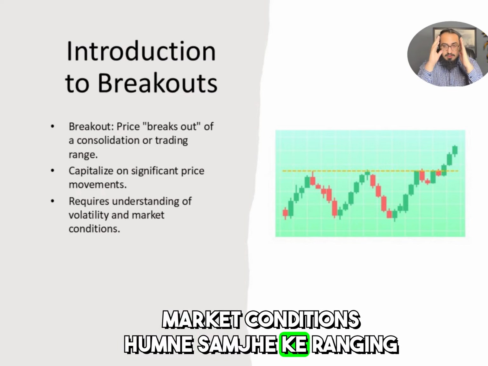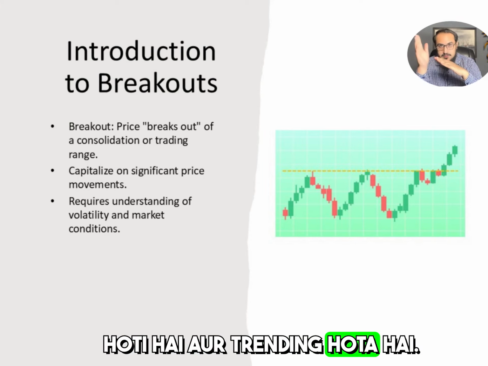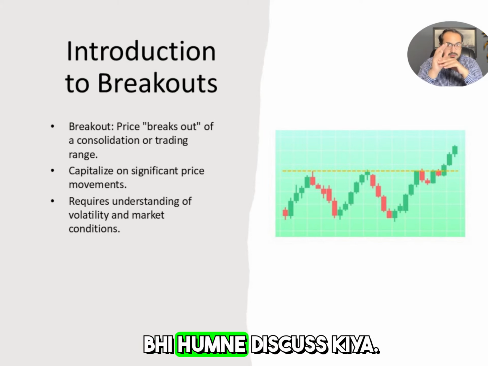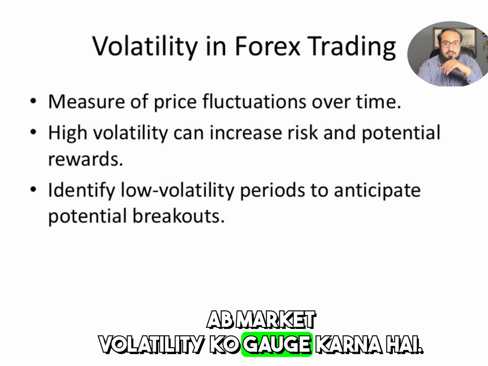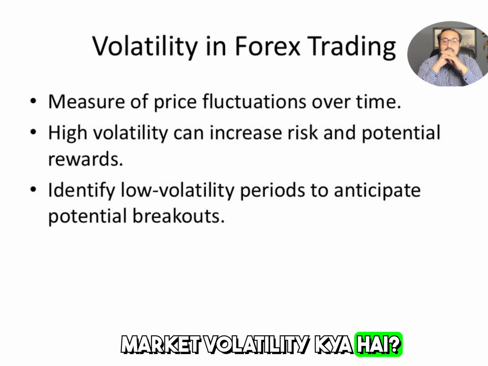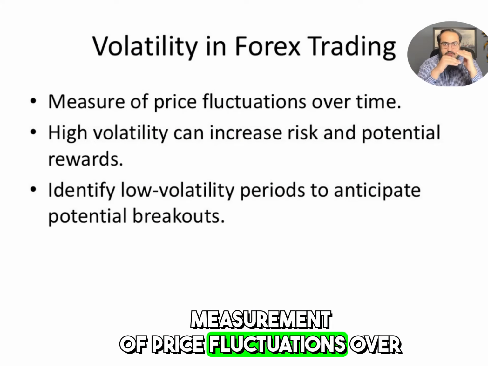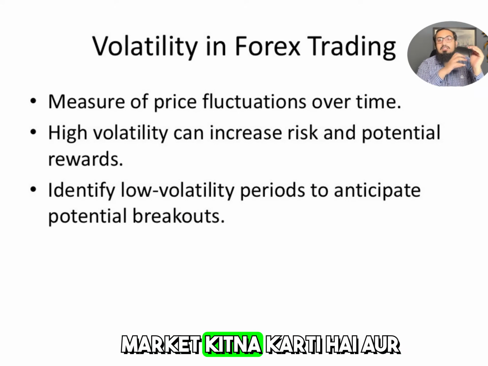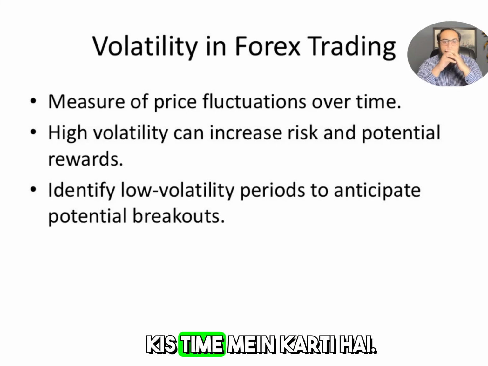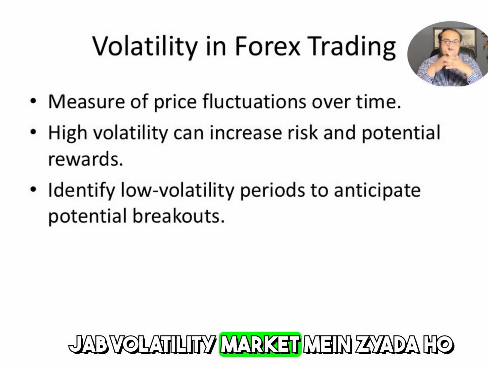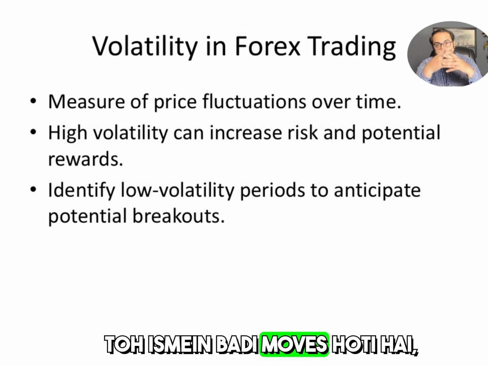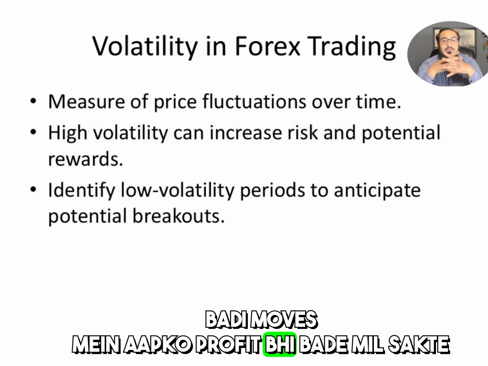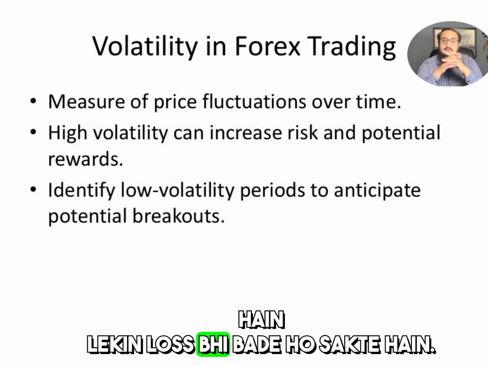We understood that market conditions can be ranging or trending. We also discussed the way to identify them. Now we have to gauge market volatility. The measurement of market volatility is of price fluctuation over time, how much the market fluctuates and at what times. When there is high volatility in the market, there are big moves. In big moves, you can get big profits, but losses can also be big.